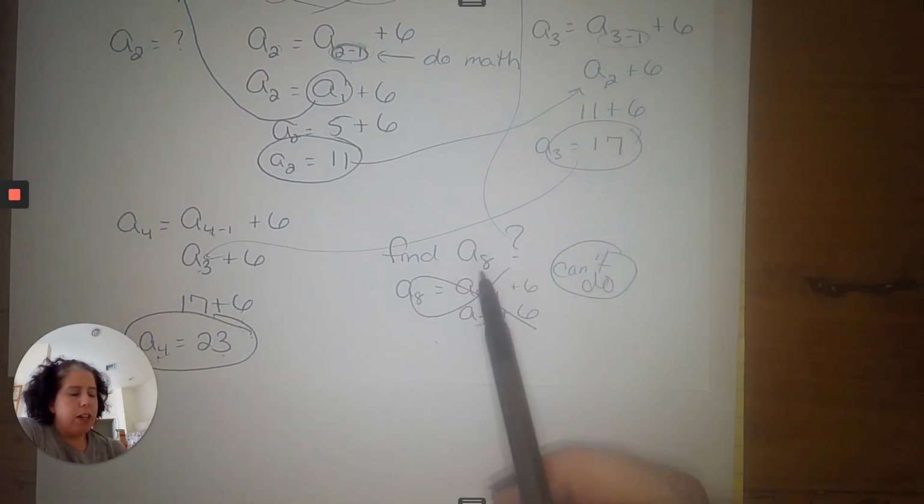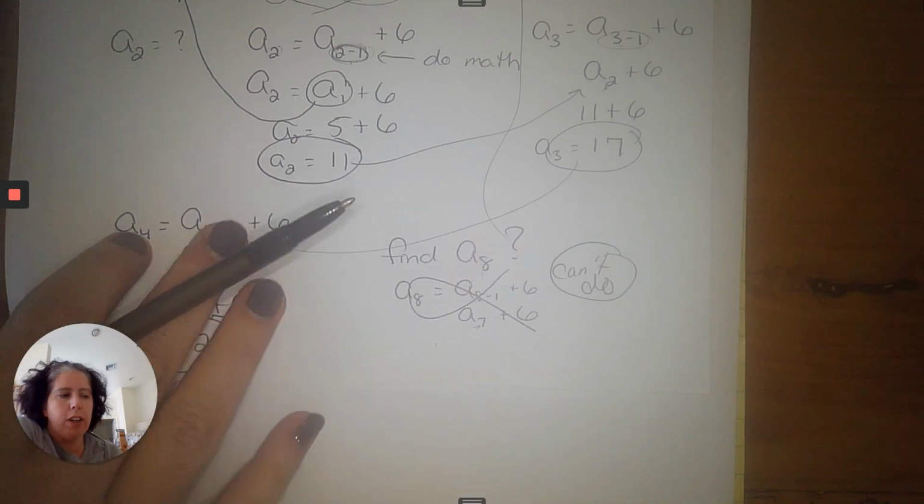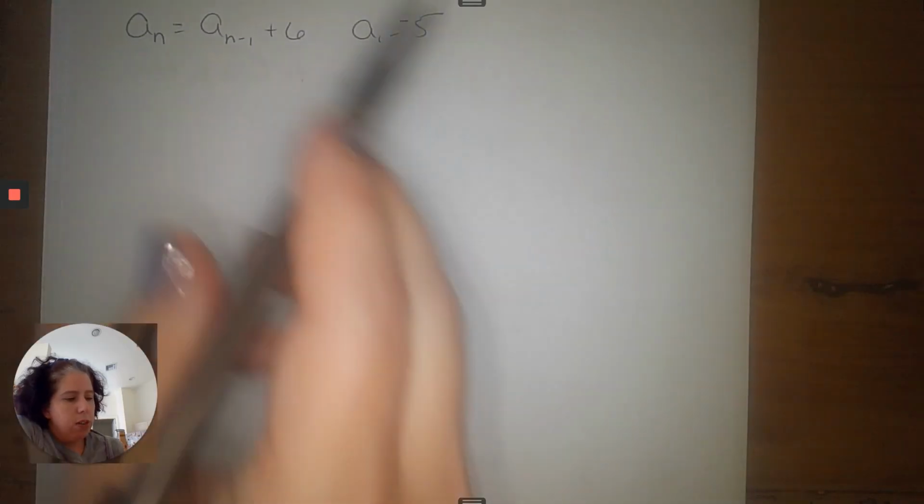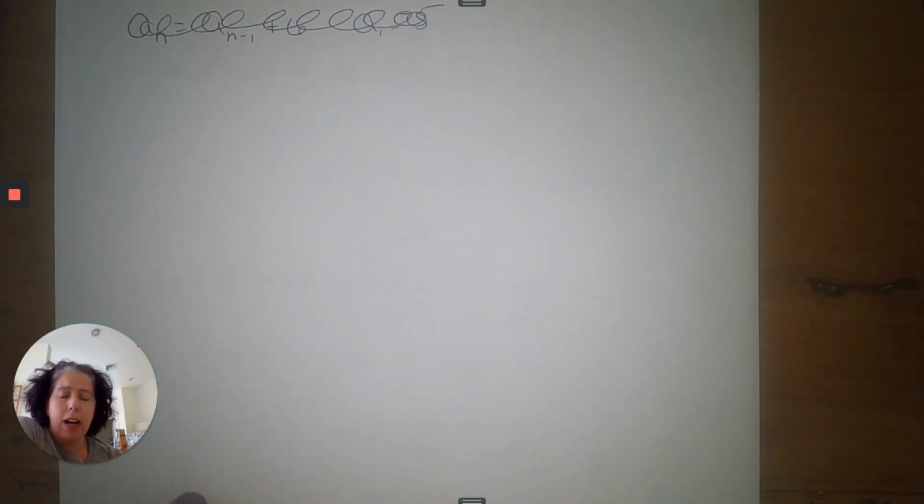Okay, if I want to find term 8, I have to find everything before that. So I have 1, right? So then I got to find 2, 3, 4, 5, 6, and 7 before I can find that. Okay, so that's the difference between recursive and explicit, guys. Explicit, I can find any term at any time. Recursive, I need all the previous ones. Okay, so you're not going to be asked to find like the 40th term in a recursive because then you got to find everything before that.